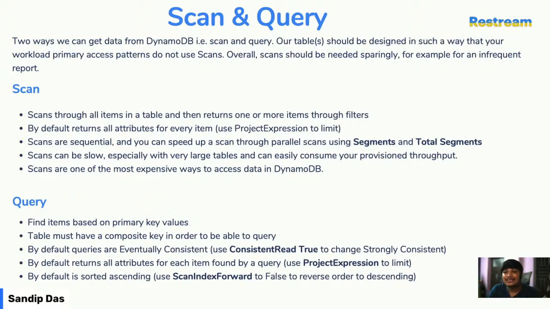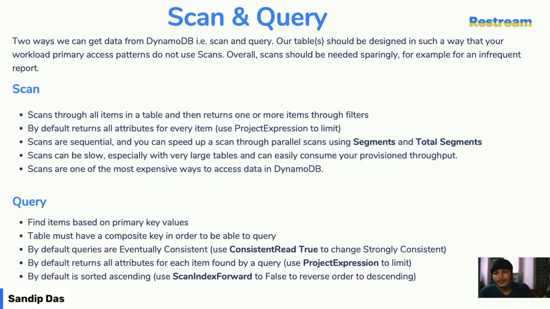Now, scans are sequential. You can speed up a scan through a parallel scan using segments and total segments, so you can make the scans faster. Anyway, first try the basics, then later as you keep working, you will find a lot of solutions. I'll come to that as well. Scan can be slow, especially with very large tables, and can easily consume your provisioned throughput. When you're doing a scan, it uses a lot of read credits. Okay, that is about scan.